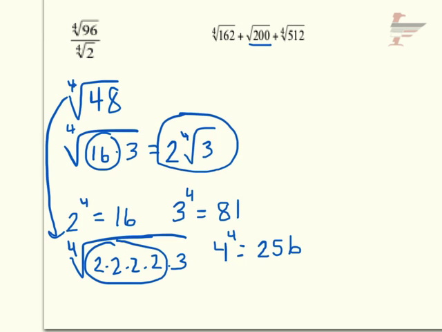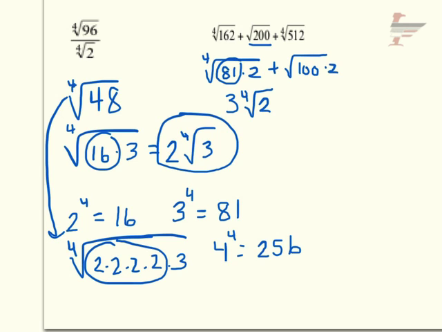But I'm going to start with 162, and I do know that 16 won't go into 162. 81, however, goes in there twice, so I'm going to rewrite that as 81 times 2. And then I know the fourth root of 81 is 3 because I just figured that out. So that simplifies. Now the square root of 200, now I'm thinking perfect squares. Well, that's obviously 100 times 2. And so that's going to be 10 root 2.